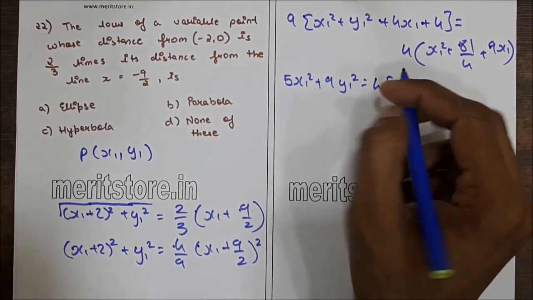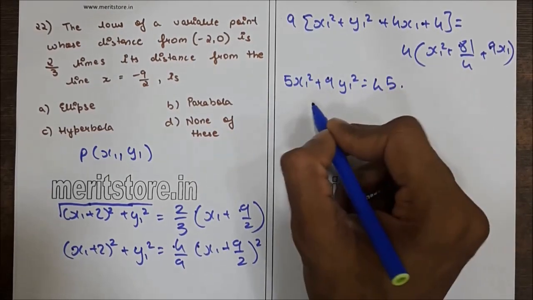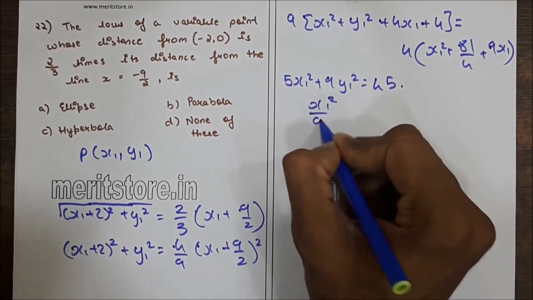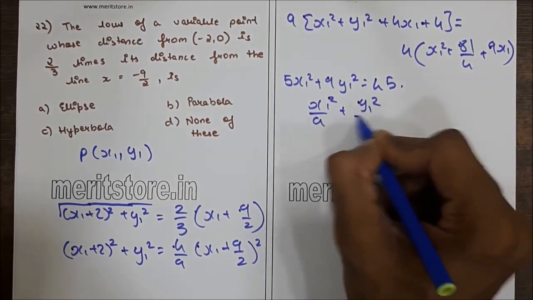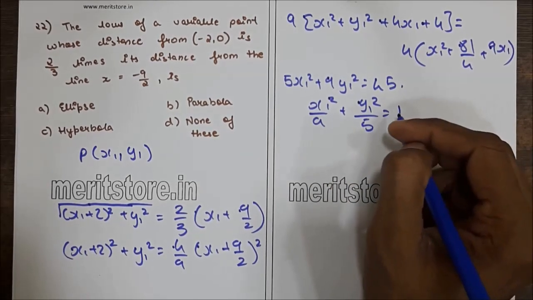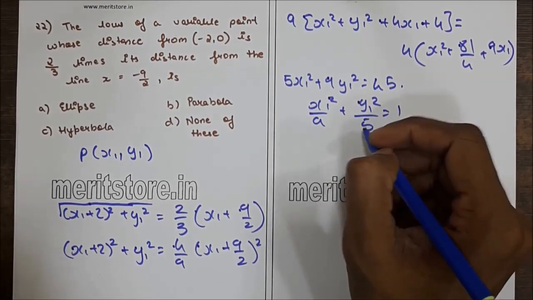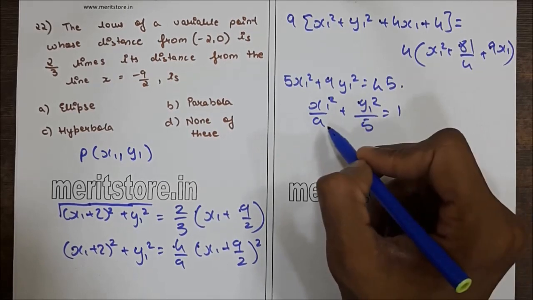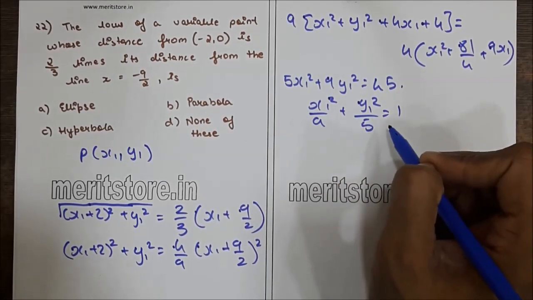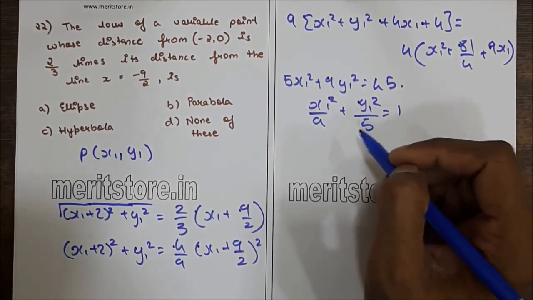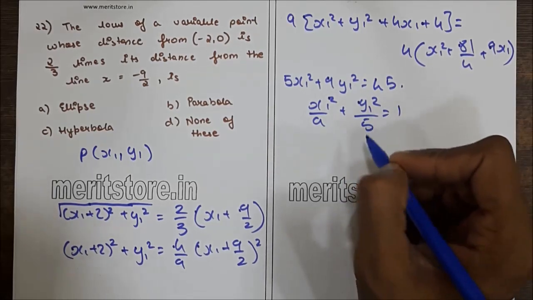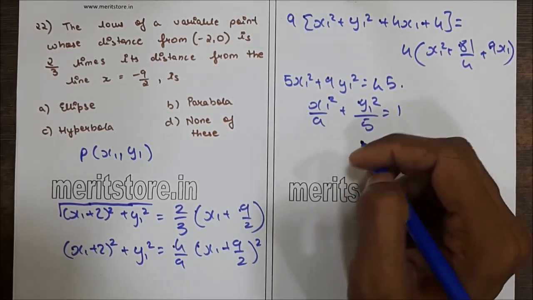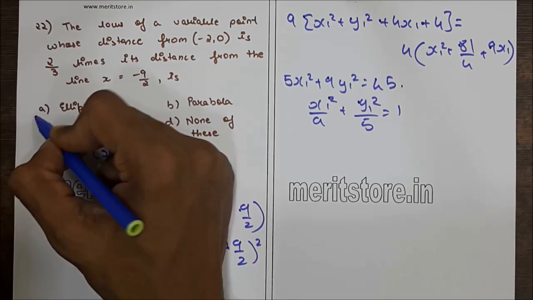We take 45 as common on both sides, we get x1 square by 9 plus y1 square by 5 equal to 1. Locus of (x1, y1) is x square upon 9 plus y square upon 5 equal to 1. If we see, this equation is of an ellipse, therefore option A, that is ellipse, is the correct answer.